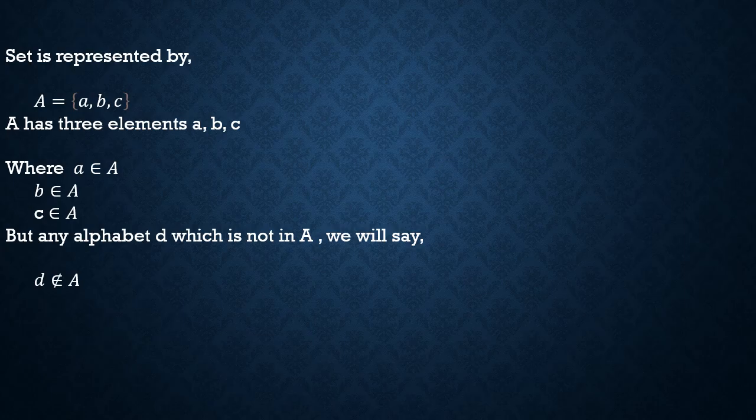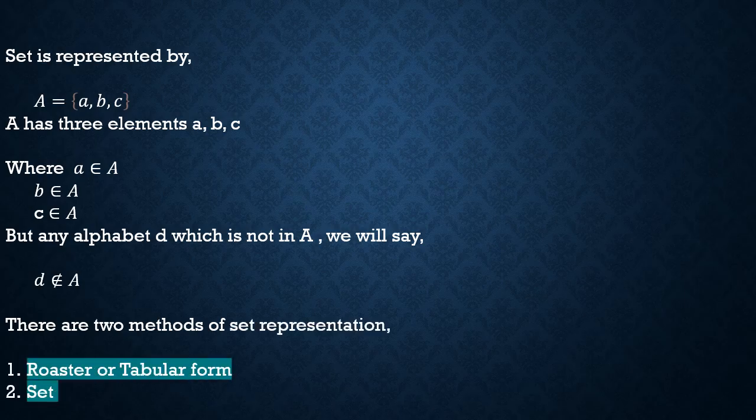Sets are represented like capital A is equal to curly bracket a, b, c and curly bracket close. Here a, b and c are the elements of capital A. So we will say a belongs to capital A, b belongs to capital A, c belongs to capital A. But for any alphabet, suppose d, which is not in the set A, we will write d does not belong to capital A.